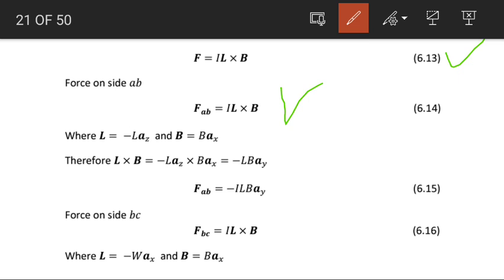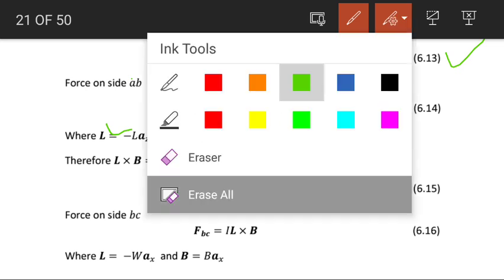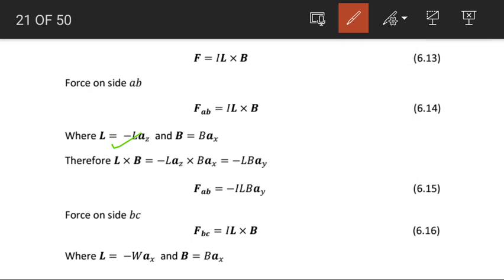As the current is in the direction of the unit vector minus az, we should consider the length vector in the direction of the unit vector minus az. So the length vector of this conductor is in the direction of the current, which is in the direction of the unit vector minus az. The magnetic flux density is in the direction of the unit vector ax. So L cross B will be equal to minus LB ay.